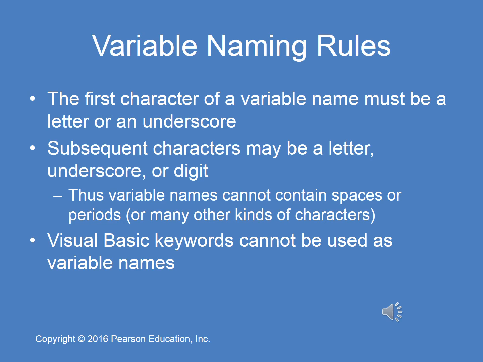There are some basic rules for names of variables. The first character of a variable has to be either a letter or the underscore character. It can't be a special character or a numeric digit. Subsequent characters may be a letter, underscore, or a numeric digit. Variable names cannot contain spaces or periods or any other kind of special characters, the question mark, etc.